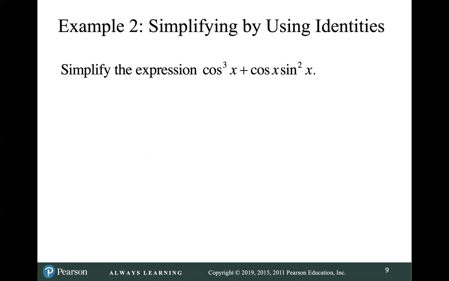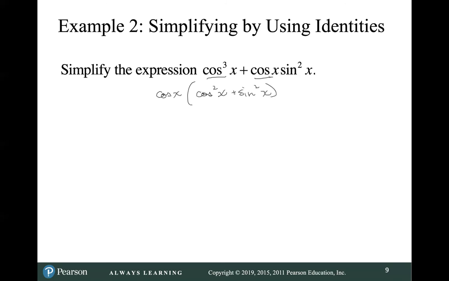Our goal when simplifying is always going to be to try our best to write it as just one trigonometric function. So right now we have cosine and sine. We've got two terms. How can we simplify this? Well, the first thing I'm going to say is because both terms have at least one cosine, I'm going to factor that out. So if I factor out cosine of x, what I'm left with is cosine squared x plus sine squared x.